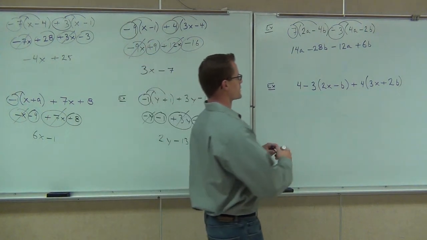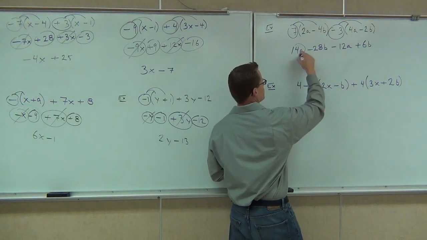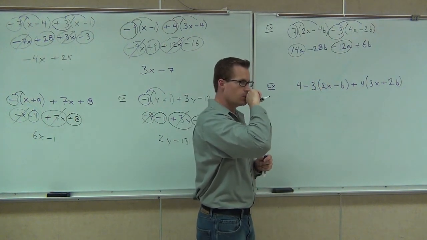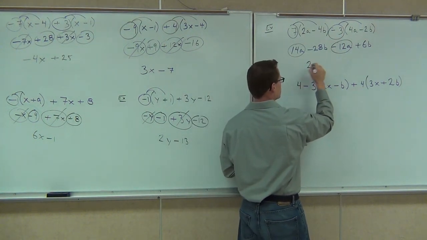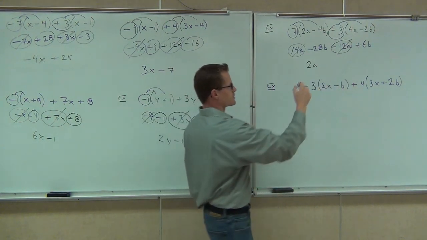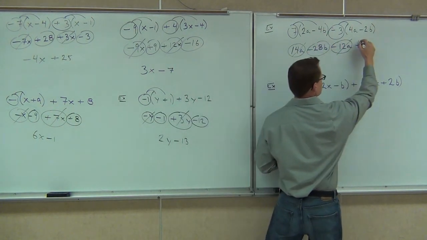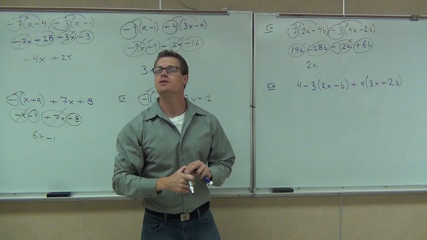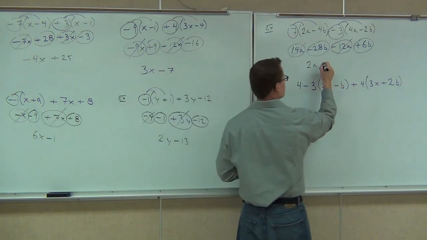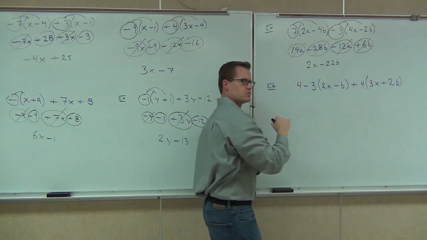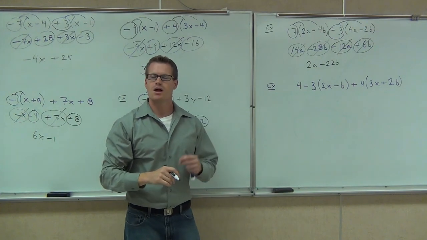Okay, so like terms time. I see the 14a, I see a minus or negative 12a, that's going to give me how much? 2a. And lastly, I see the minus 28b, I see the plus 6b, we're going to get what out of that? How much? Perfect. Did you get that too? Awesome deal. Let's try one more together.